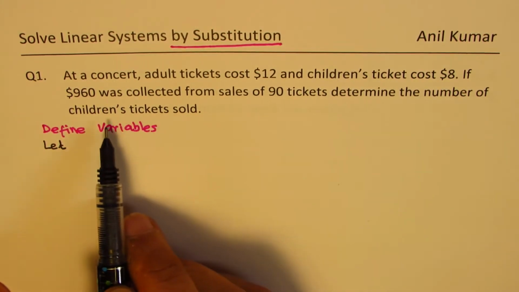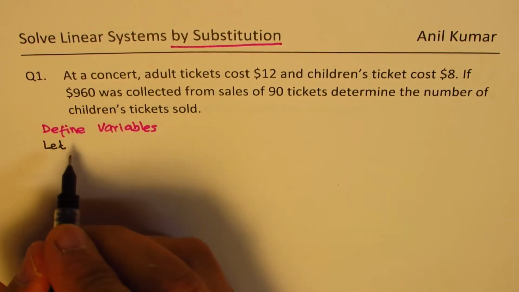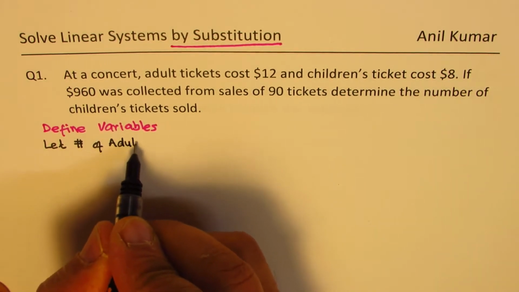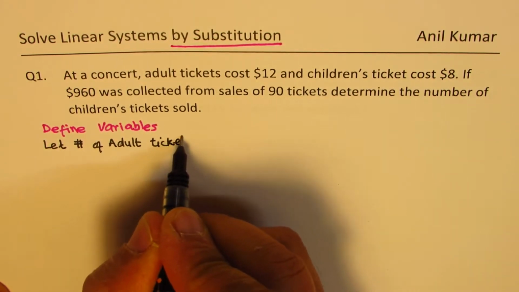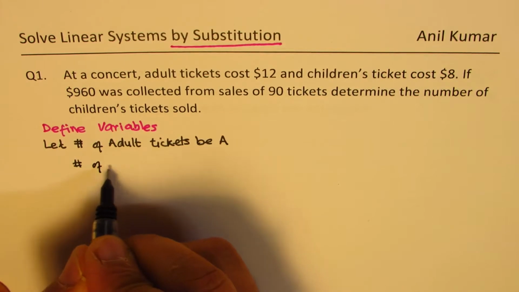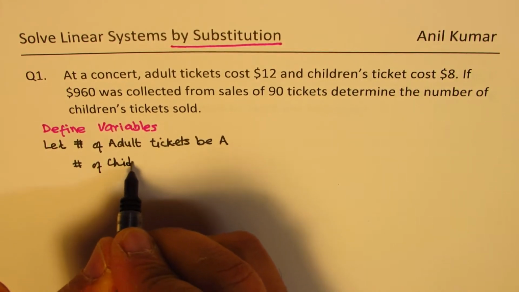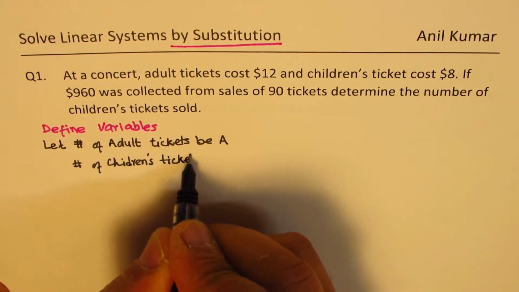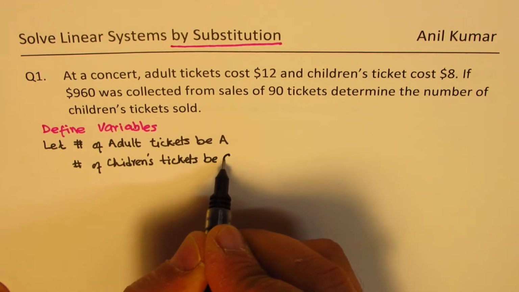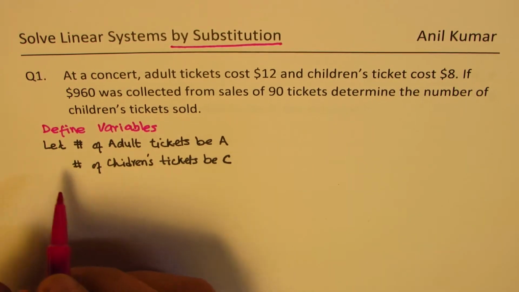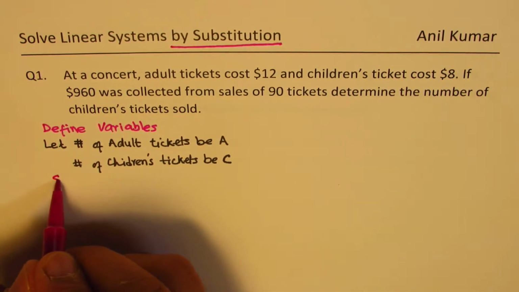We need to find the number of tickets sold, children's tickets and adult tickets. Let the number of adult tickets be A and the number of children's tickets be C, right? So we have to use variables which make sense. A for adults and C for children. Now the second step will be to write the system of equations.